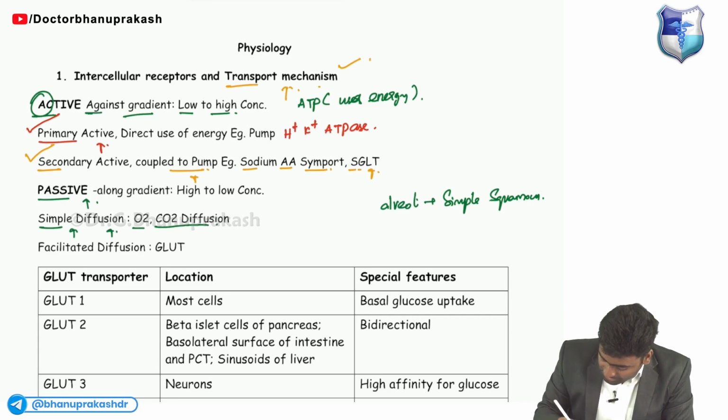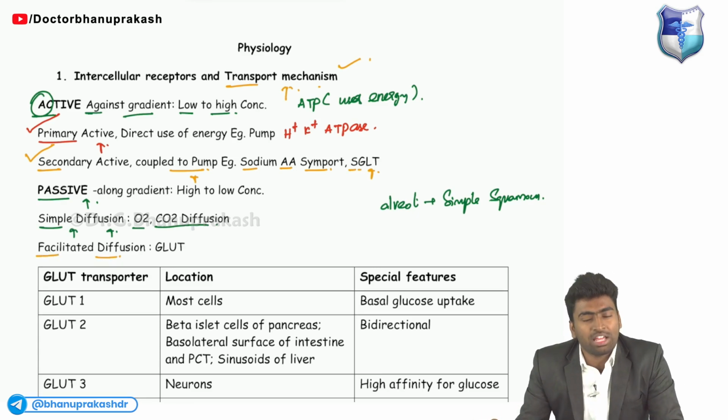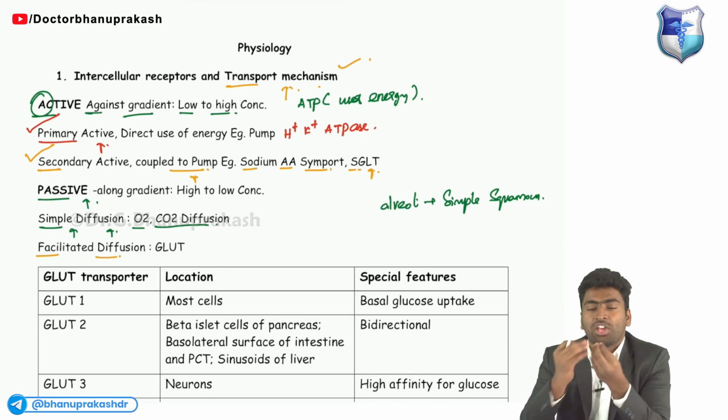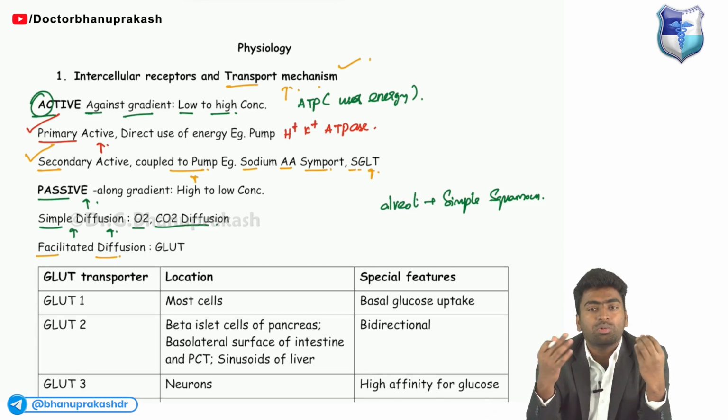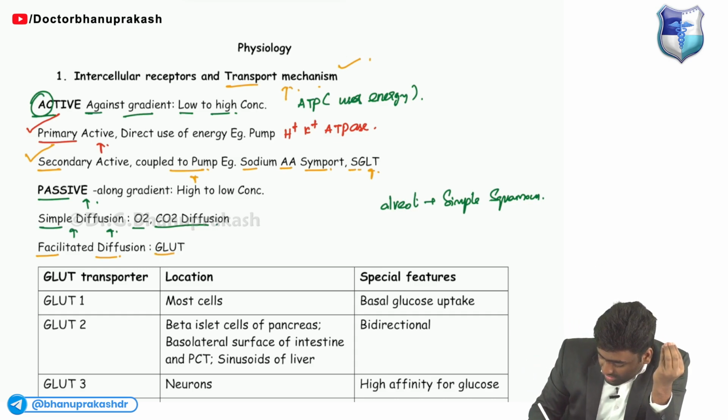Whereas in a case of facilitated diffusion, means you need a carrier, means you cannot just go simple. You need a carrier, you need a transport mechanism, you need a metro train, you need a bus to transport this thing. So it is what? It is the GLUT. Okay, it is what? It is the GLUT transporters.